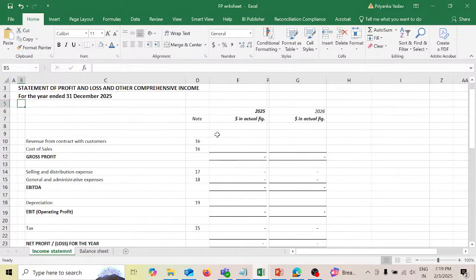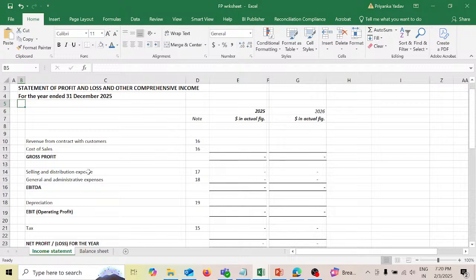Now over here you can see notes. These are certain notes which are provided in the schedule. Whenever we create a P&L, we do not show all the headings straight away. Under selling and distribution, for example, there might be many child expenses, so this is a total of all those expenses.